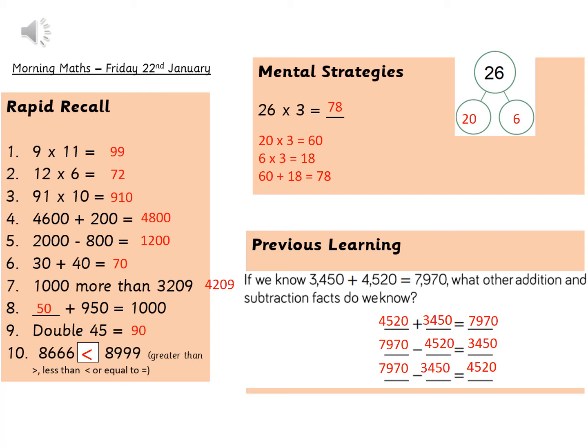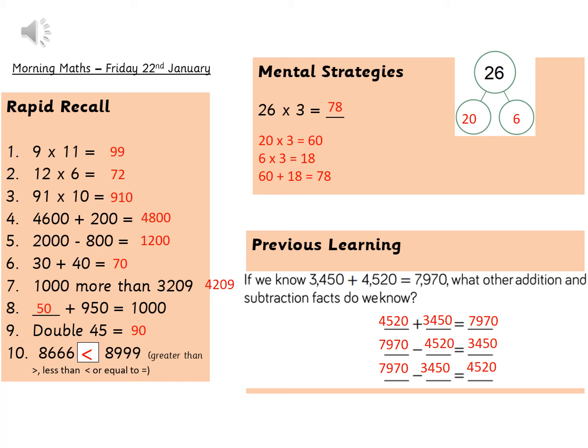For the previous learning question, we know that 3,450 add 4,520 equals 7,970. So we know that addition is commutative. That means that we can switch around the two numbers that we're adding and they will equal the same answer. Therefore, 4,520 add 3,450 will equal 7,970.